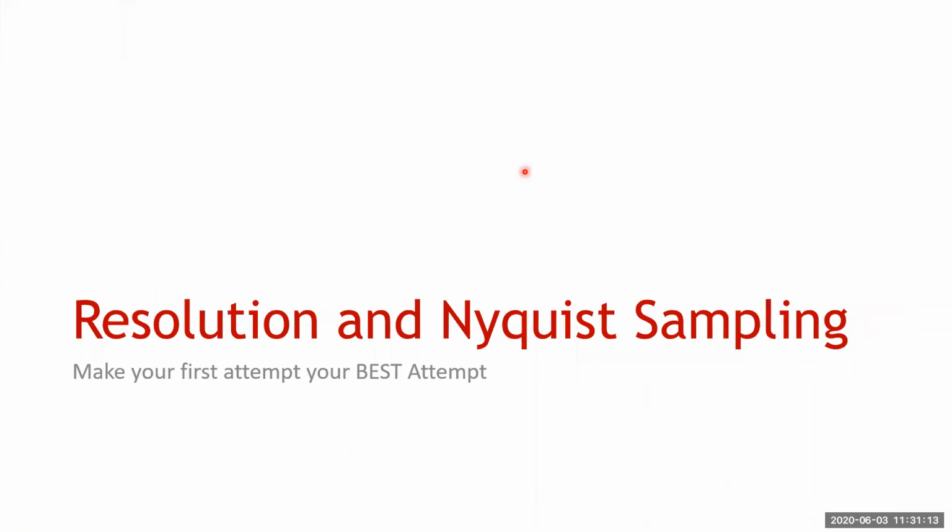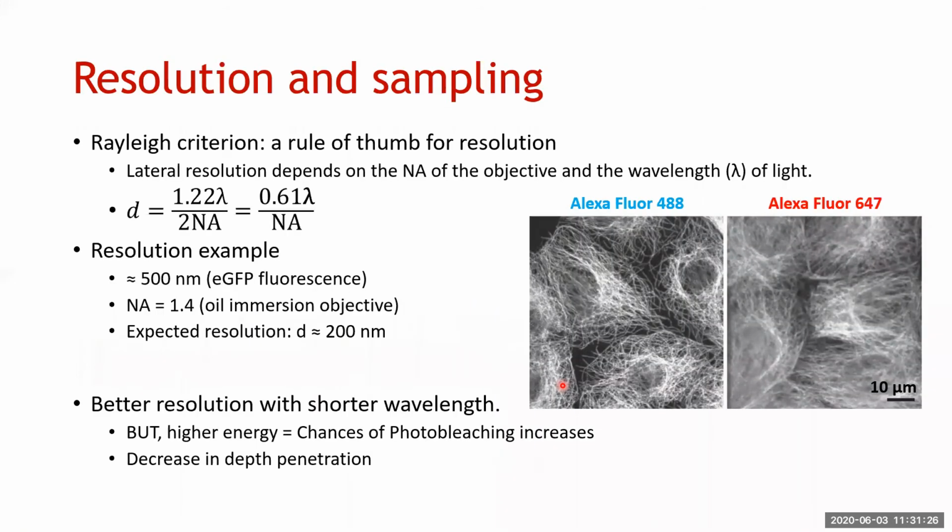Resolution and Nyquist sampling. This is something that we, again, try and tell people to think about. Basically, make your first attempt your best attempt. We don't want you to be sitting on a microscope trying to get through the imaging and just doing low-res imaging, only to regret it later. So, to talk about resolution and sampling, we go back to the Rayleigh criterion. Let's talk about just the wavelength part of the Rayleigh criterion.